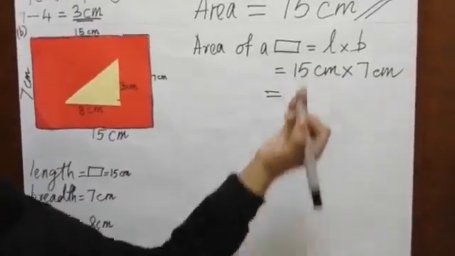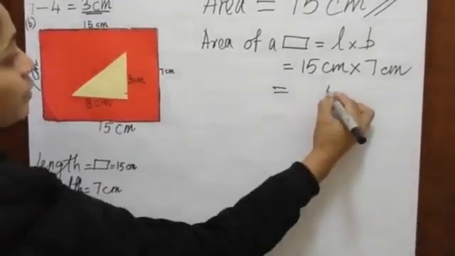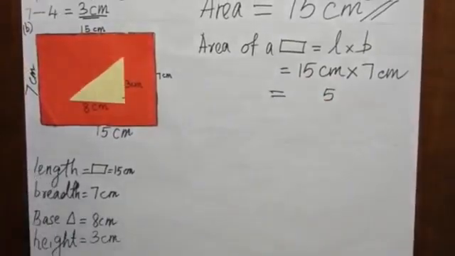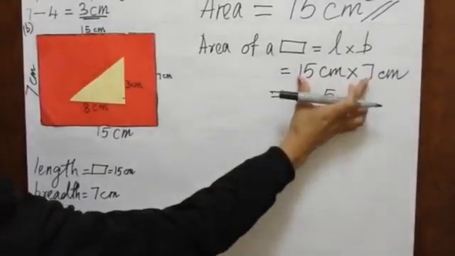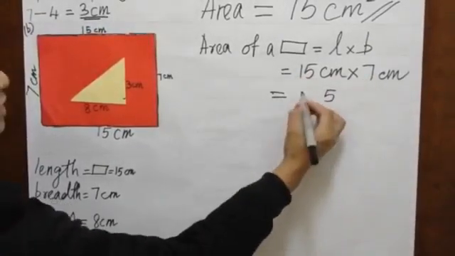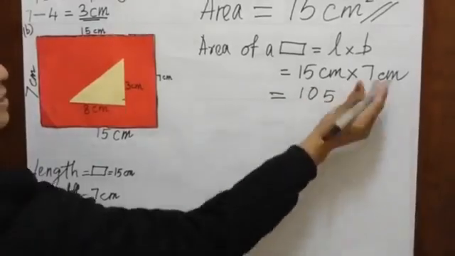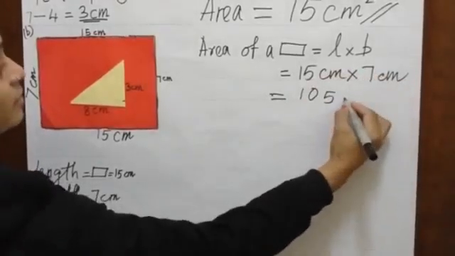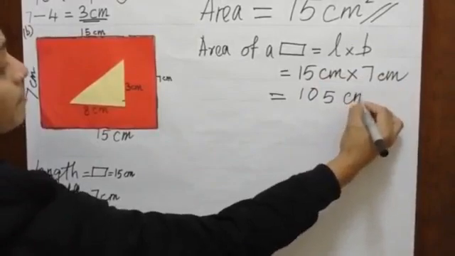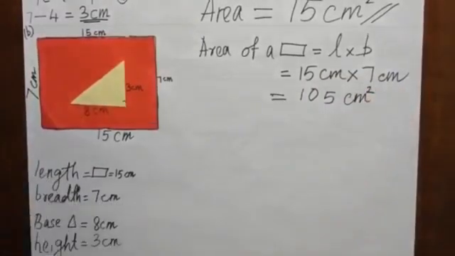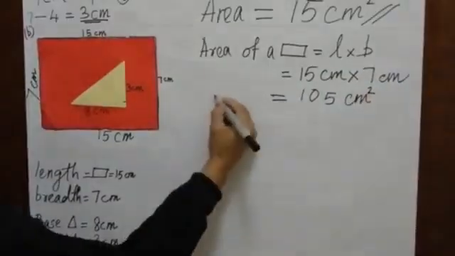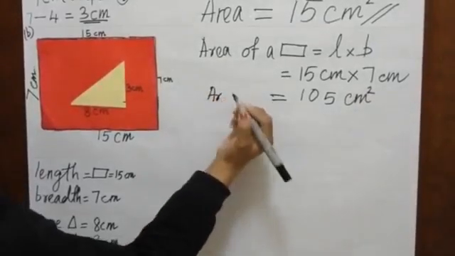7 5s are 35. So 5 I will write here. Carry 3. So 1 7s are 7 plus 3 is equal to 10. So centimeter and centimeter, what will the unit be? Square centimeter. This is the area of the rectangle. Okay.